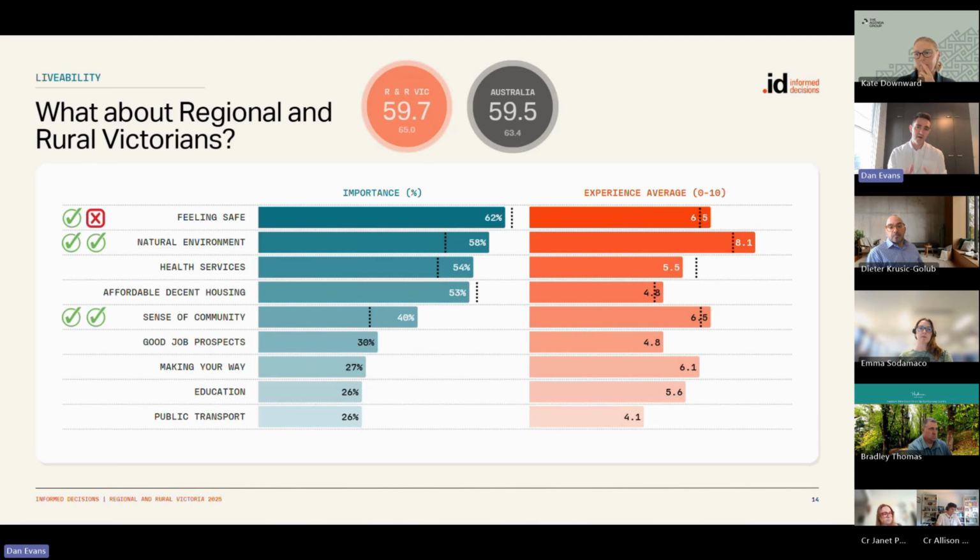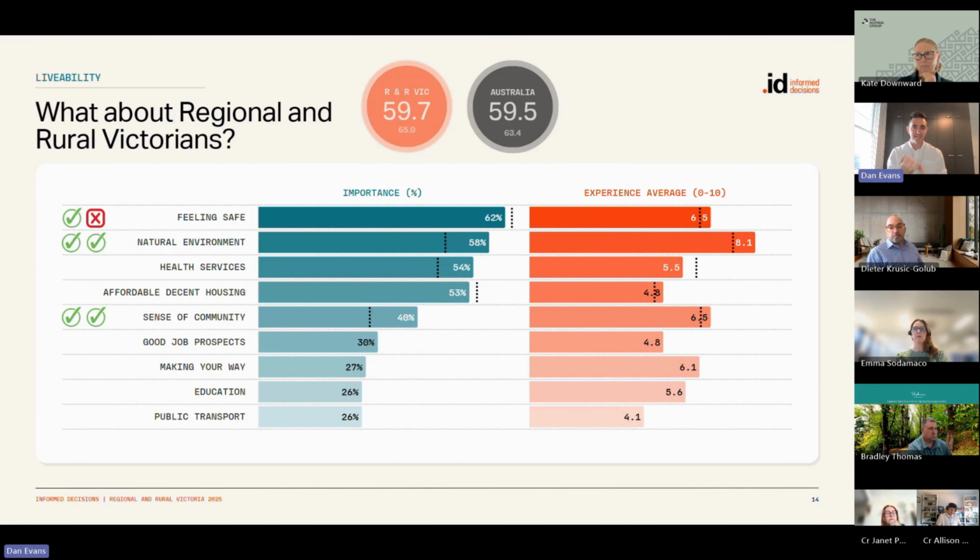The things that are going really well, the things that I think are unique features of regional and rural Victoria, things to celebrate and things to extend, things that you can use to attract people to live, work and invest in regional and rural Victoria: your residents' access to nature. Bradley's lovely walking trail behind him there is a great example of that. And a strong sense of community.